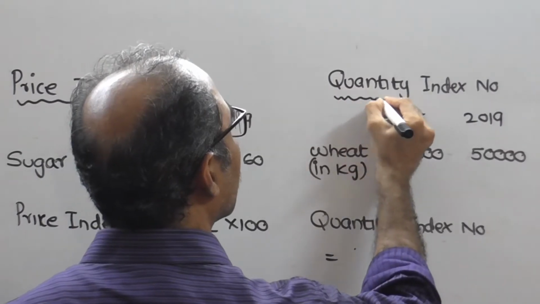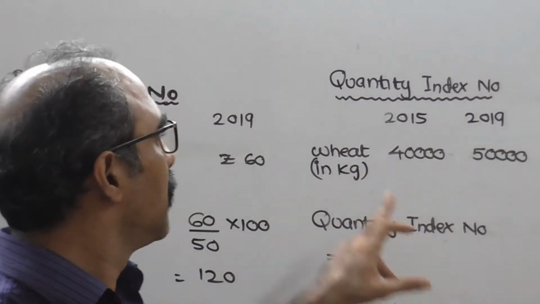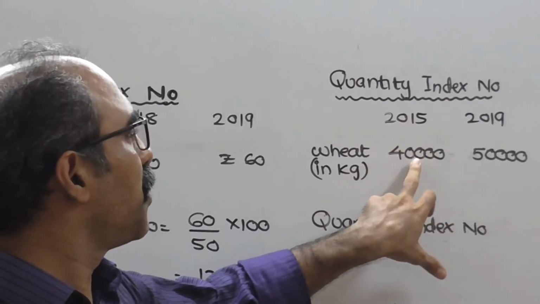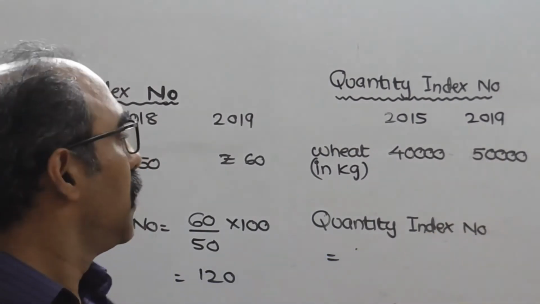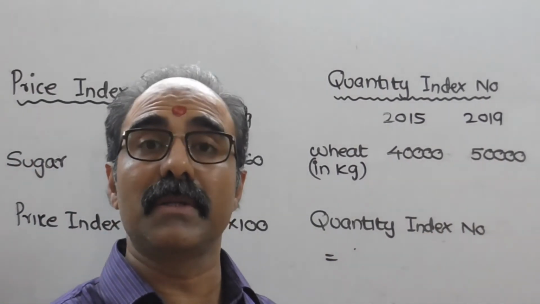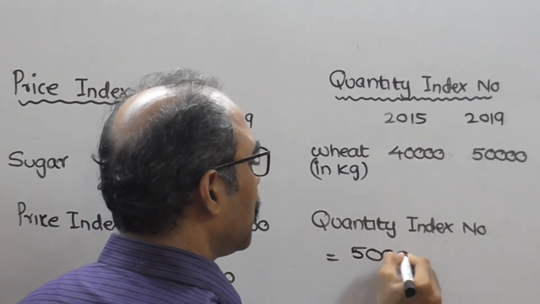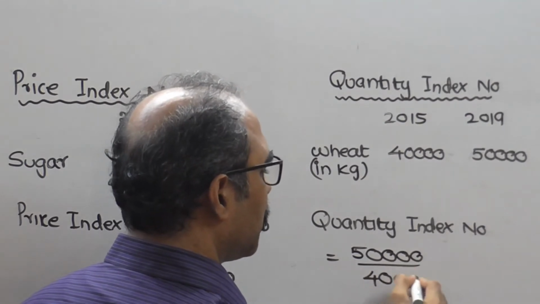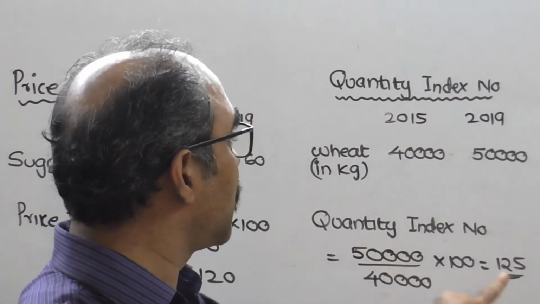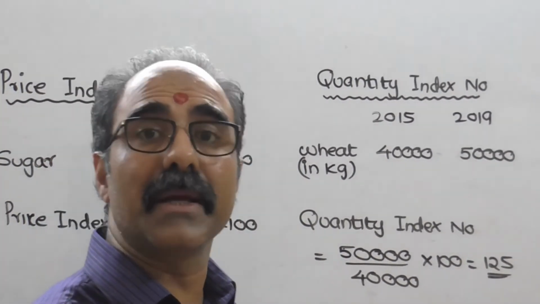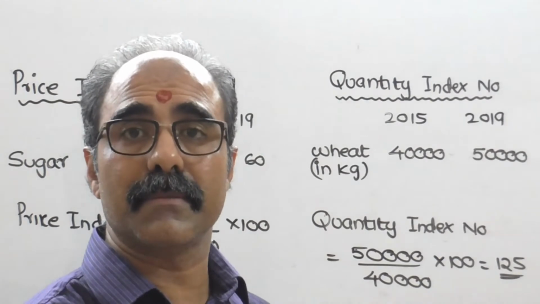Let's start with quantity index number. Let us take an example of production of wheat. Suppose in the year 2015, the production of wheat was 40,000 kg, and in 2019, the production of wheat was 50,000 kg. So quantity index number will help you to find out what is the percentage increase in the production of wheat. So what you do is 50,000 divided by 40,000 multiplied by 100, that is equal to 125. So the quantity index number, if it shows 125, it means that it has increased from 100 to 125. Therefore, the percentage increase in the production of wheat is 25%. Got it?